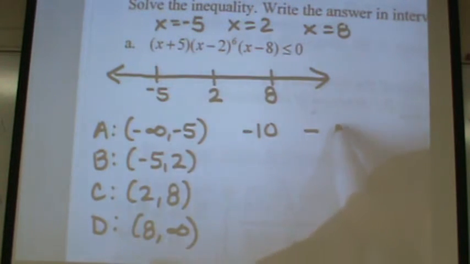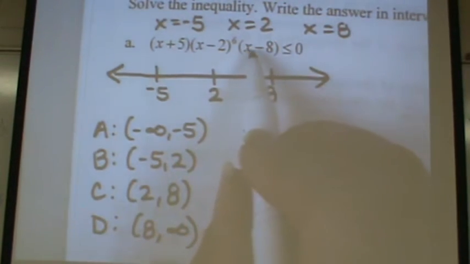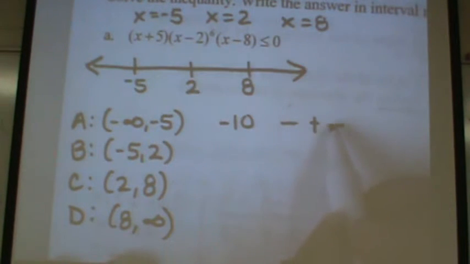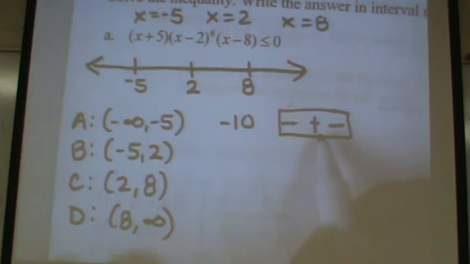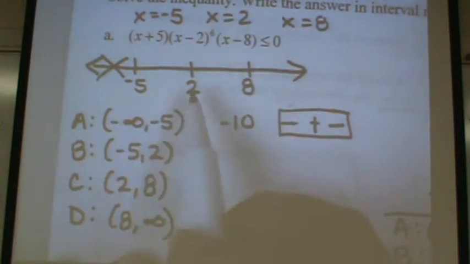This is always positive. And what about here? Negative 5 minus 8 is a negative number. So what's a negative times a negative? How many negatives do you have here? I have 2, so is this going to come out positive or negative? Positive, so it didn't work. How about negative 5 to 2? What's an easy number to test?